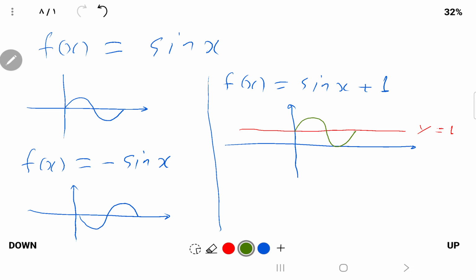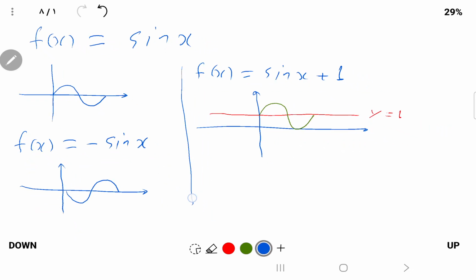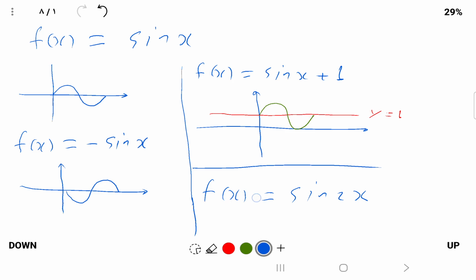Now, what about if you add 2 in front of x as coefficient of x? So f(x) is equal to sine 2x. In this case, what's going to happen to the function? And here we come to talking about the period of the sine function.